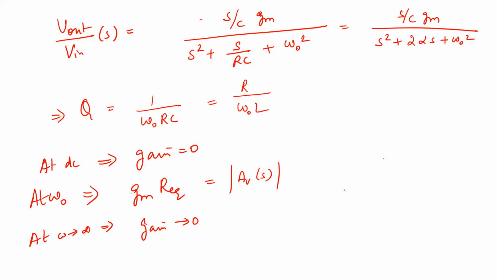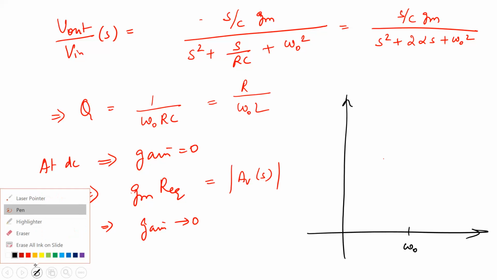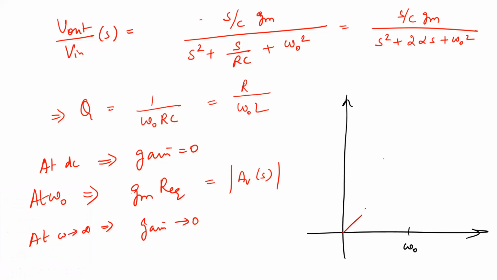So if you want to plot the gain, let's say this is your omega naught, how will this gain basically be? It starts at 0, and it's going to peak at a certain point, which is nothing but omega naught, and then it is going to go down like this. And the peak gain, magnitude of Av, is nothing but gM R at the resonant frequency, and at other points it is going to go down.